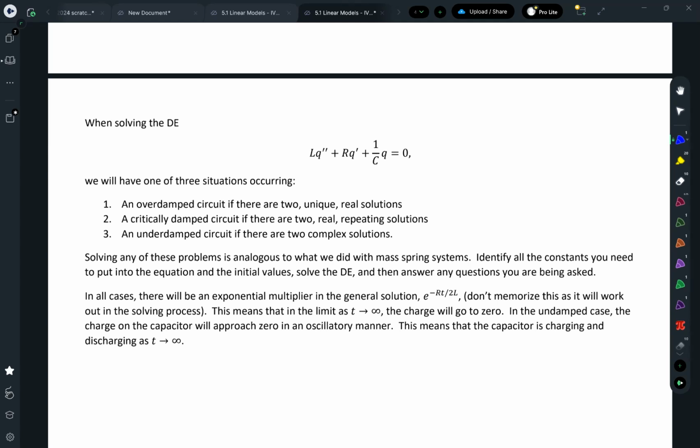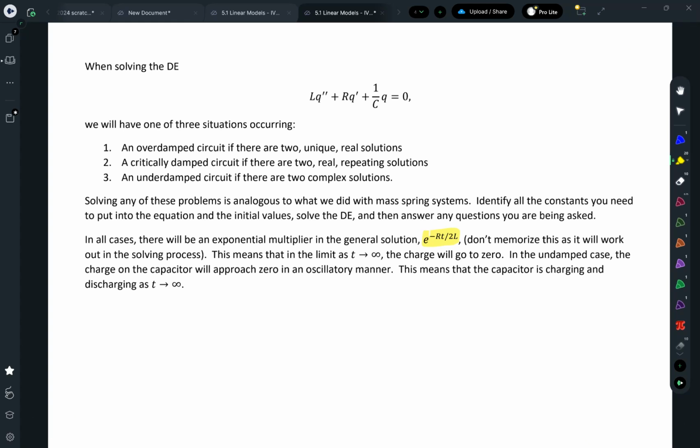and then answer any questions you're being asked. In all the cases, there will be an exponential multiplier in the general solution, e to the minus Rt over 2L. You don't need to memorize it. It'll just work out in your solving process. But notice that as t goes to infinity in this form, that whole charge is going to go to 0. And in the underdamped case, the charge on the capacitor will approach 0 in an oscillatory manner. And that just means the capacitor's charging and discharging. It's like on and off as t goes to infinity.